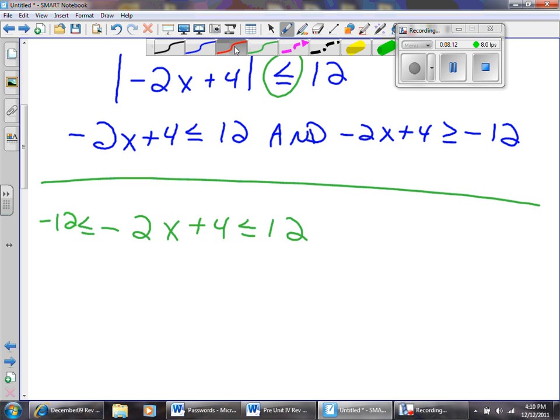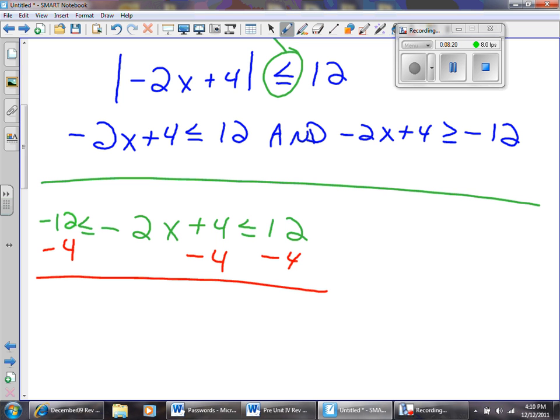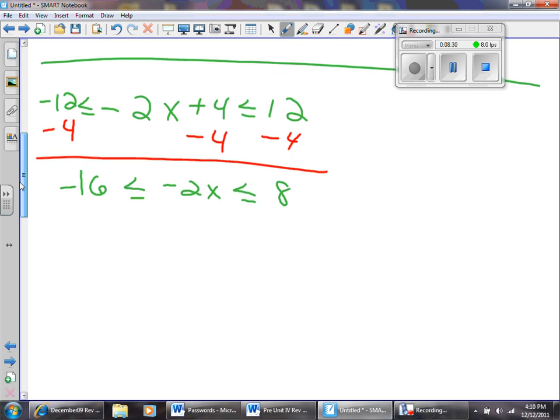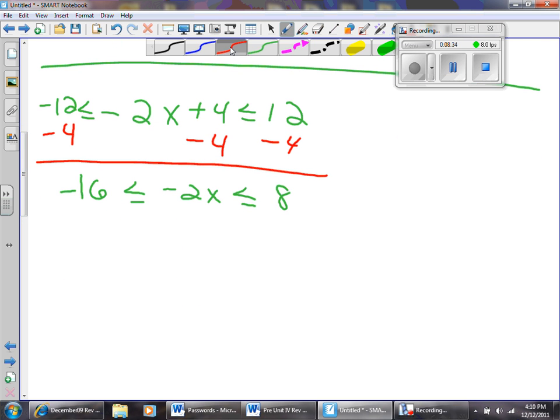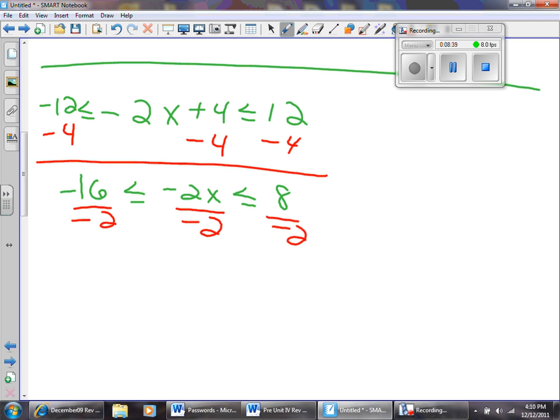All right, so I am going to subtract 4 from all three sides, if you think about it that way. And when I do that, I'll end up with −16 ≤ −2x ≤ 8. All right. Now, I have to divide by −2. You should hear warning sirens going off. Danger, Will Robinson. I just divided by a negative in an inequality problem. 8 ≥ x ≥ −4.